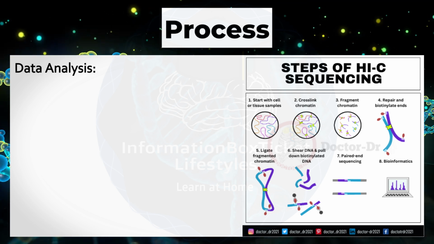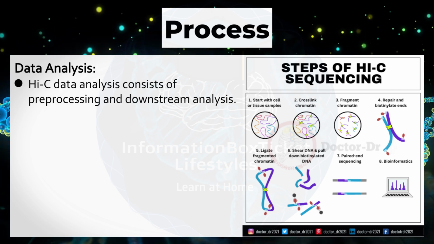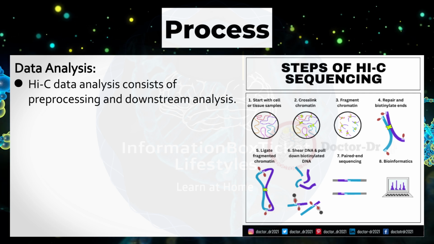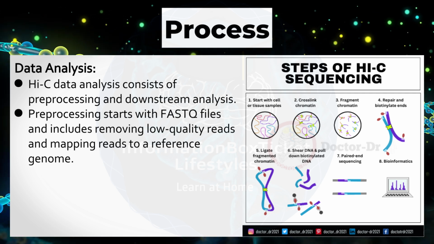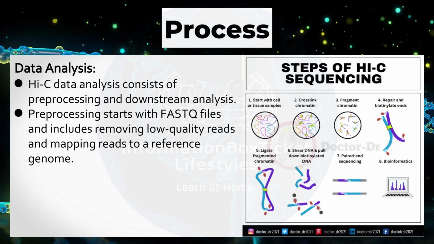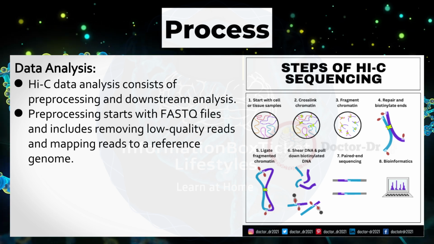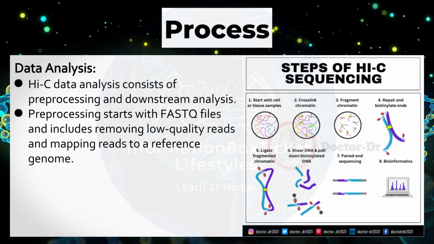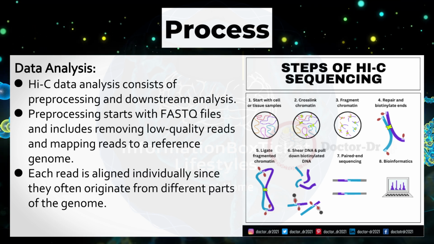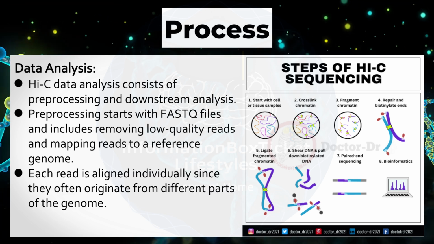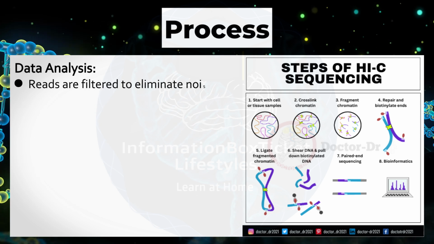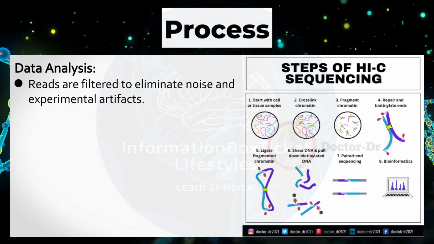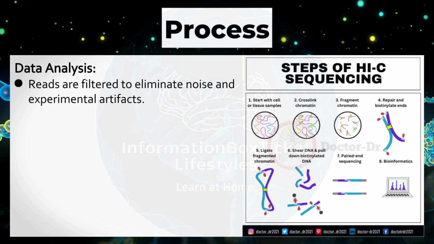Data analysis. Hi-C data analysis consists of pre-processing and downstream analysis. Pre-processing starts with FASTQ files and includes removing low-quality reads and mapping reads to a reference genome. Each read is aligned individually since they often originate from different parts of the genome. Reads are filtered to eliminate noise and experimental artifacts.